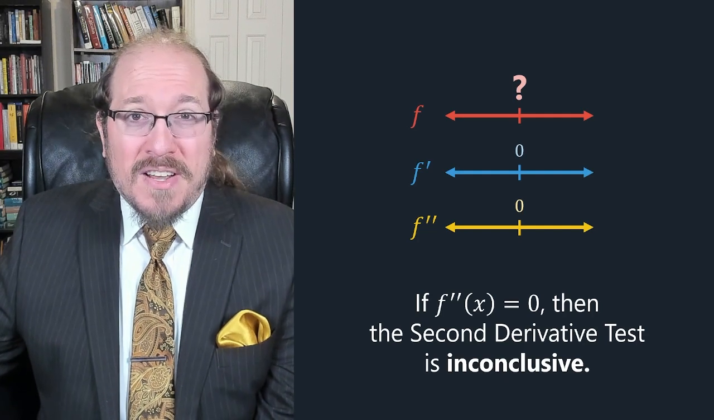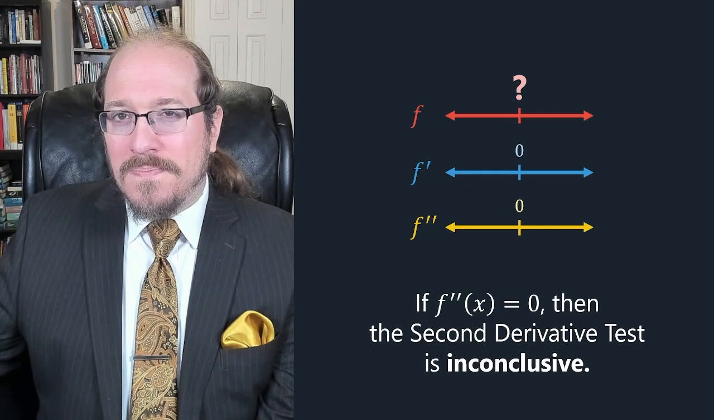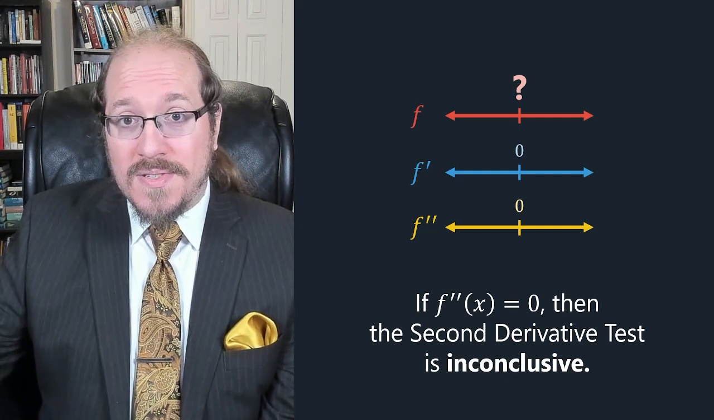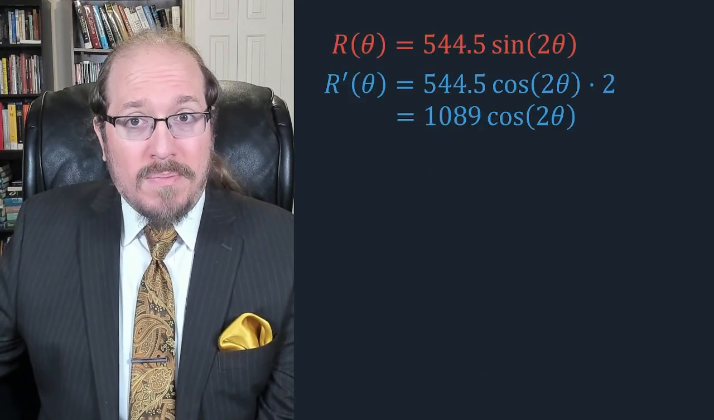So there's a trade-off here. The second derivative test is often faster, but it might fail. But in that case, we can always fall back on the first derivative test. Let's try out the second derivative test on our baseball problem.